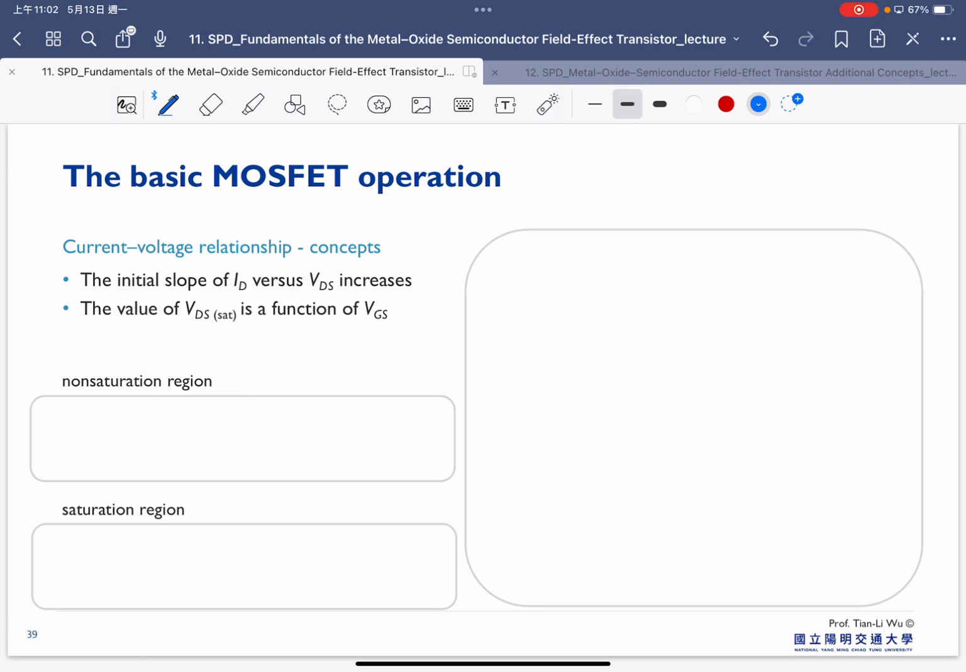Now we will start to do some of the equation calculation, trying to prove our physics-based guess for our ID-VD characteristic. First, I just want to show the summary of the equations that we can use for the linear and the saturation region. In the textbook we call it the non-saturation region, but actually it's more often called the linear region.